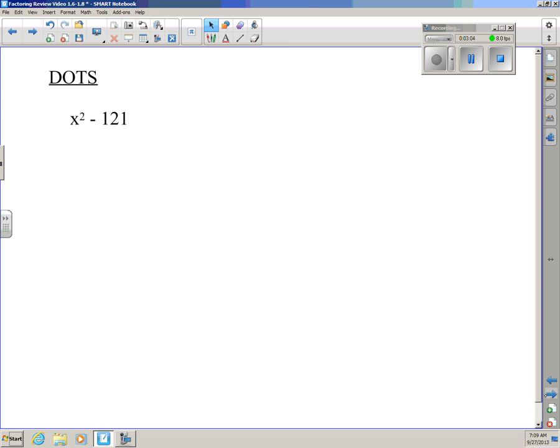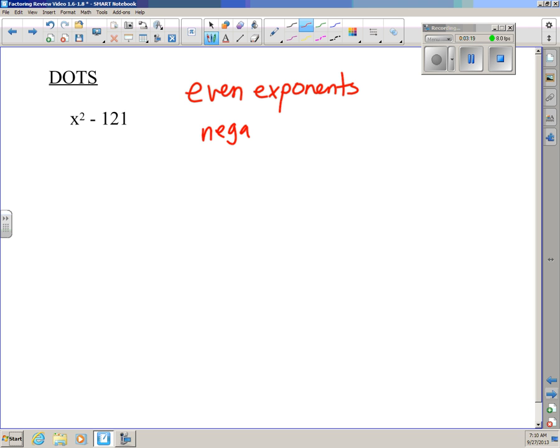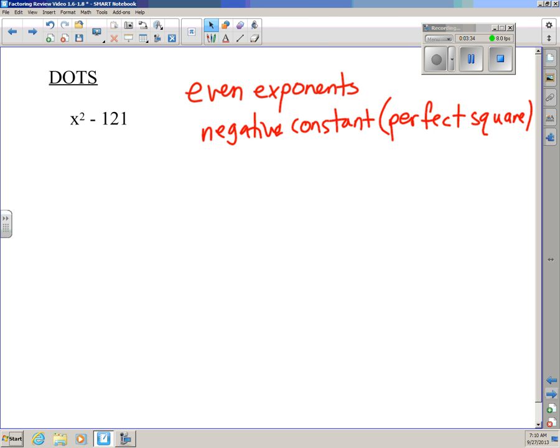Next is DOTS, difference of two squares. It's a binomial. Remember, you need to have even exponents and you need to have a negative constant, which needs to be a perfect square. And the coefficient of x could also be a perfect square.